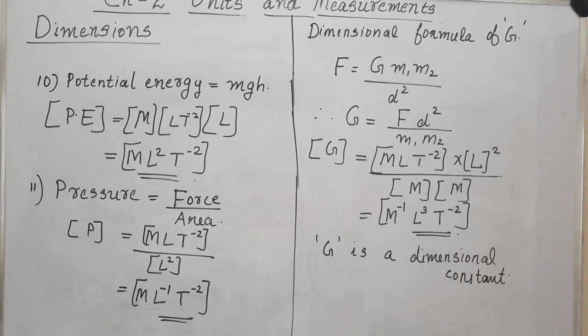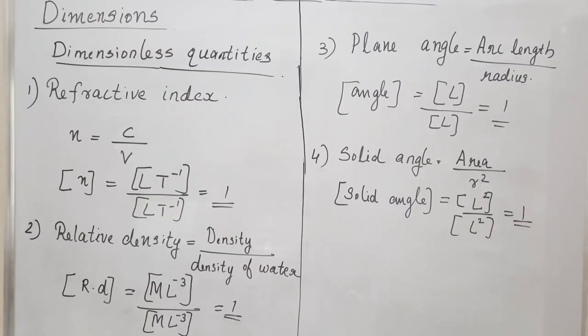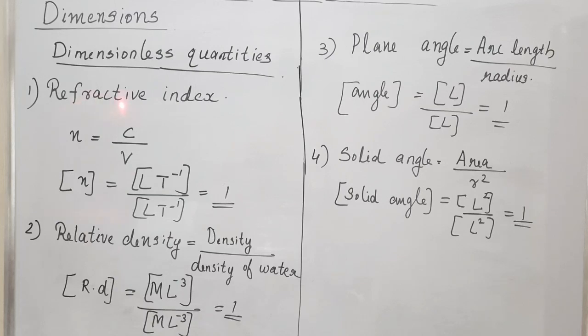There are some constants which are dimensionless. We will discuss some of them. Now, we have some dimensionless quantities. First example is refractive index. You know what is the expression for refractive index? It is C by V, where C is the speed of light in air and V is the speed of light in any medium. Both C and V are speed or velocity, so both have the same dimensional expression. So refractive index is a dimensionless quantity.